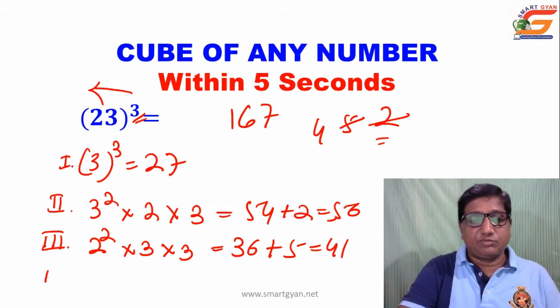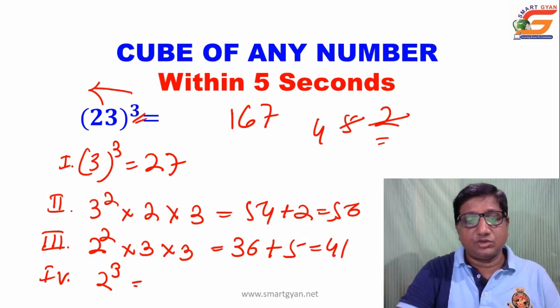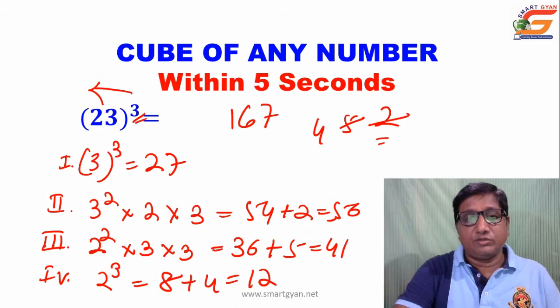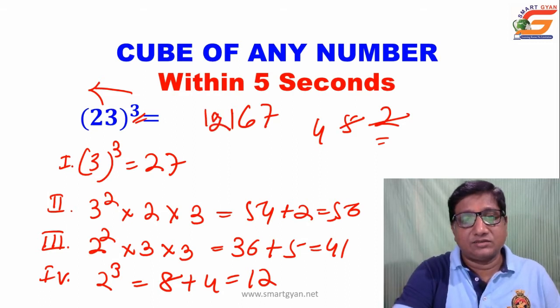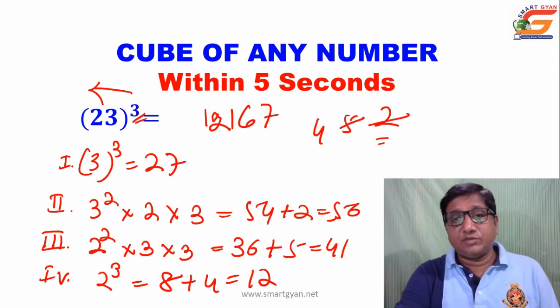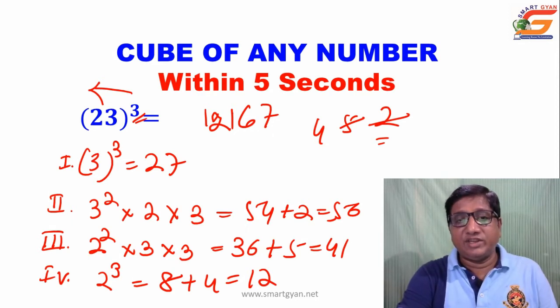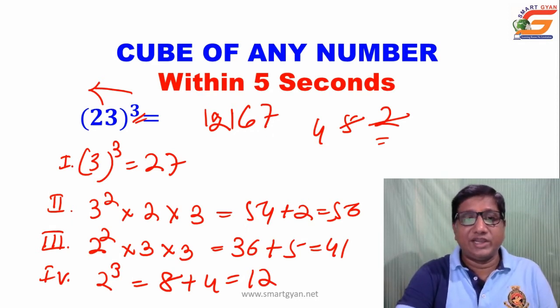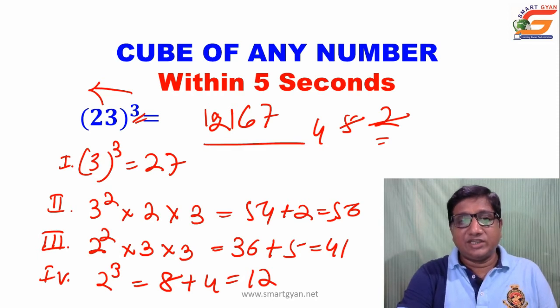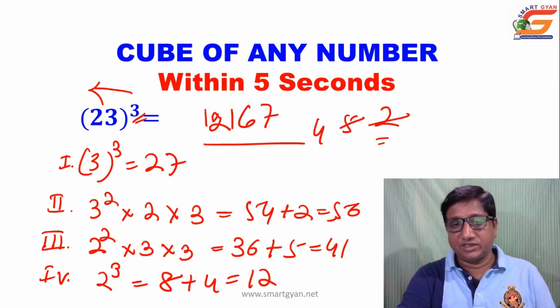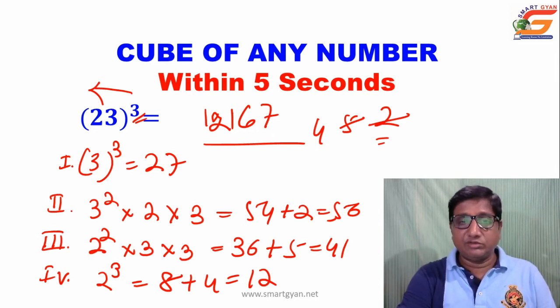Next step 4 is, that is 2 cube, tens digit cube, 2 cube is 8 plus carry 4 is equal to 12. We will write this 12 as both the digits. In each step we will write only one digit and carry the remaining, but in the last step, step 4, we will write all the remaining digits, that is 23 cube is 12,167.